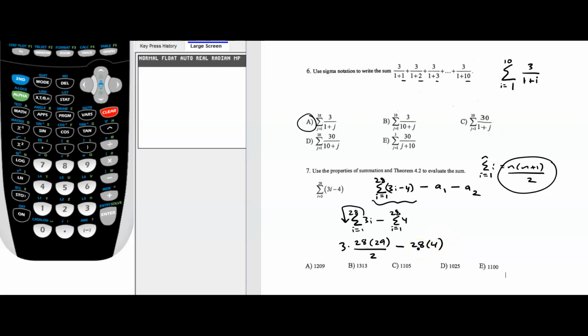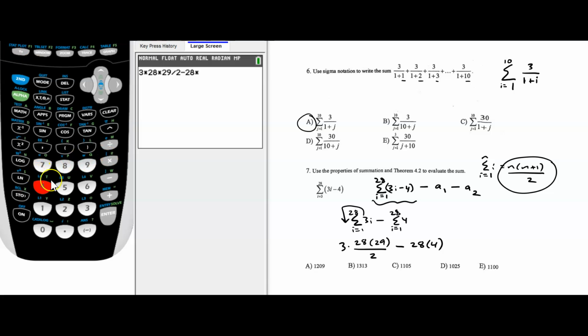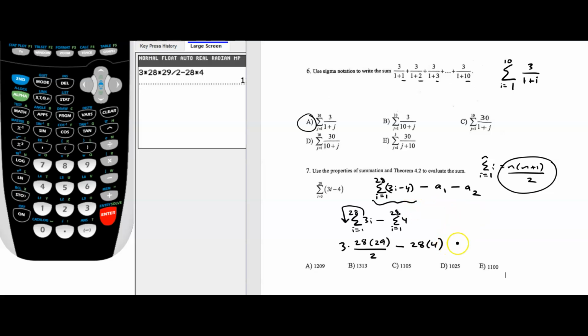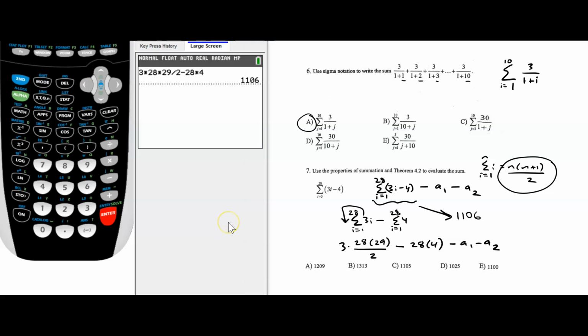When I plug this in, I get 3 times 28 times 29 divided by 2 minus 28 times 4. That gives me 1,106, but that's not my answer. We still have to subtract off a1 and a2. So far from this piece, I've got 1,106. That's what we just saw. And now we are going to subtract off what we would get if we plugged 1 in to this to get our a1.